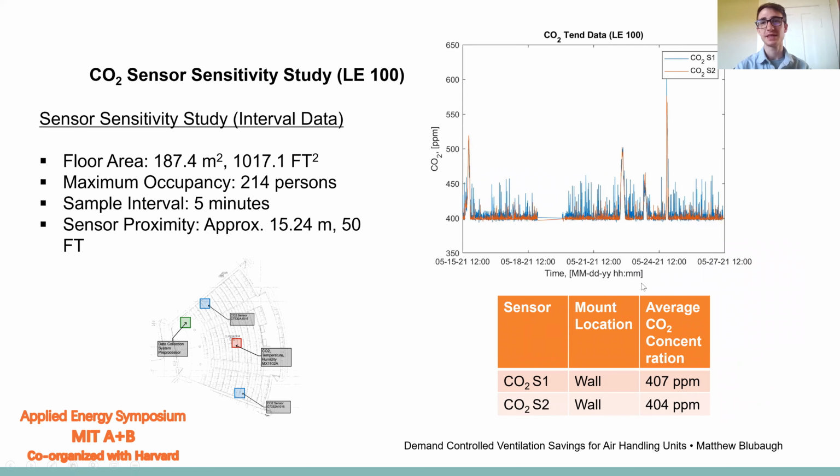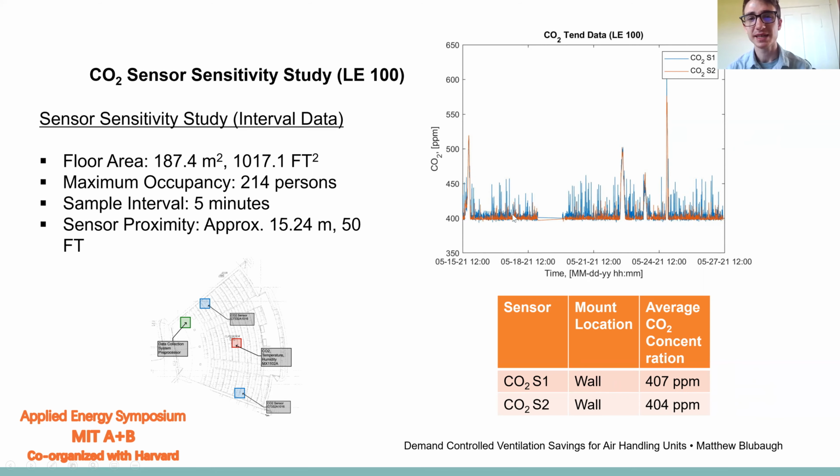Looking at our data collected from the CO2 sensors, we have our first lecture room here, LE100. This is the mid-sized room for the zone. It has an occupancy of 214 people. We had 2 CO2 sensors, which we're looking at the trend data for over a week at a sampling interval of about 5 minutes. A couple things to note here. These sensors are about 50 feet apart, and they're both wall mounted.